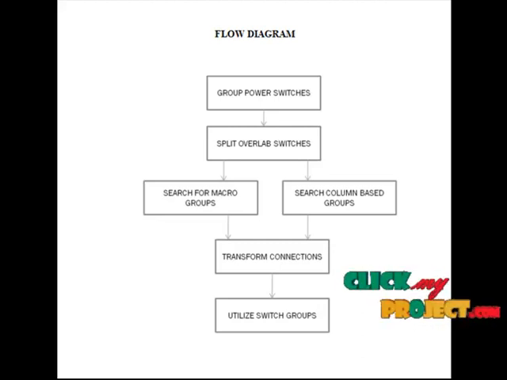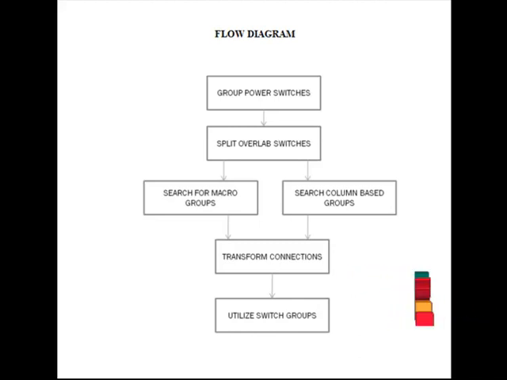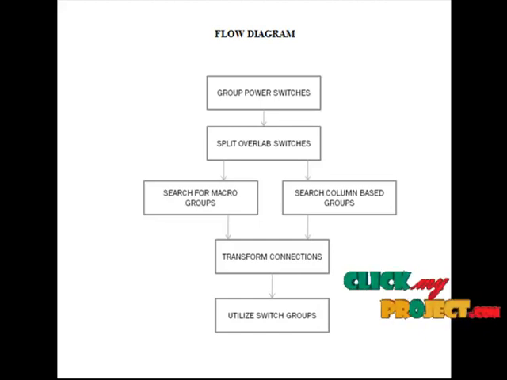Then finally, from the macro groups and sets of columns of based groups, this provides the transformation connections. The transformation connections provide the internal connections of each and every switching bank. This makes two steps of internal connections, which may be either synchronous or asynchronous basic connections.